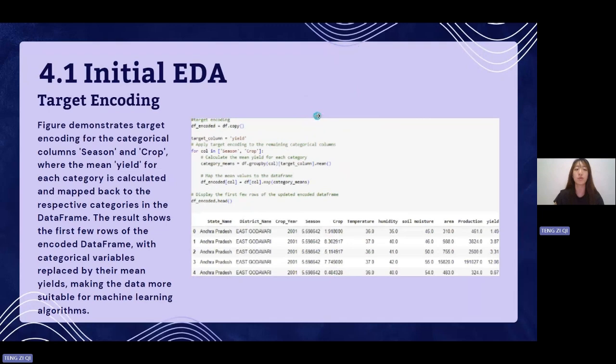The figure demonstrates target encoding for the categorical columns, season and crop, where the mean yield for each category is calculated and mapped back to the respective categories in the shown data frame. The result shows the first few rows of the encoded data frame with categorical variables replaced by their mean yields, making the data more suitable for machine learning algorithms.